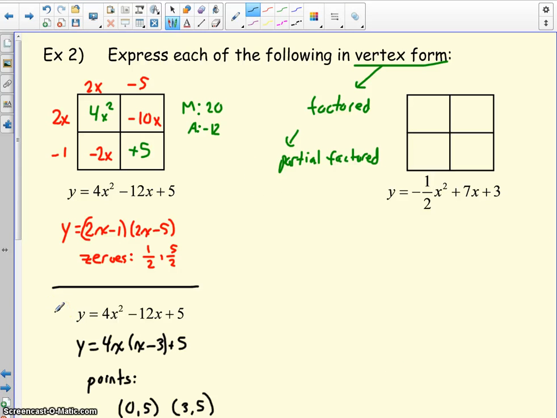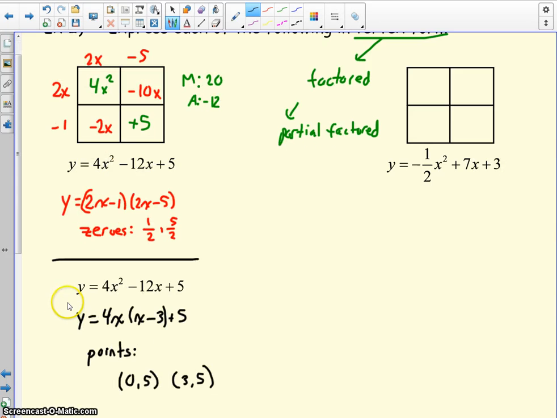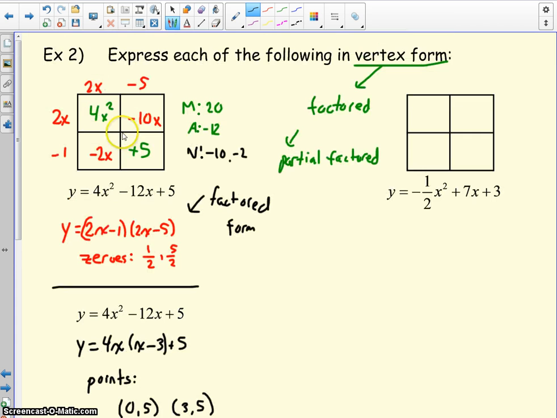Alright, so for the first one here on the left, I've looked at two different ways. First of all, I tried to put it into factored form. So I threw it into the array, and I found I needed two numbers that multiplied to 20 and added to negative 12. Those two numbers were negative 10 and negative 2. So I factored this into 2x minus 5 and 2x minus 1, got my zeros of 1/2 and 5/2, and then in theory from there I could do exactly what I did in one of the earlier examples.